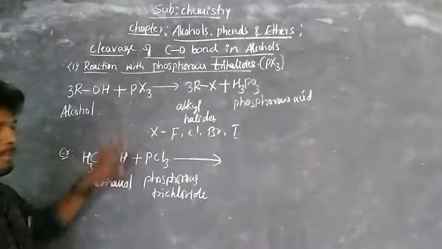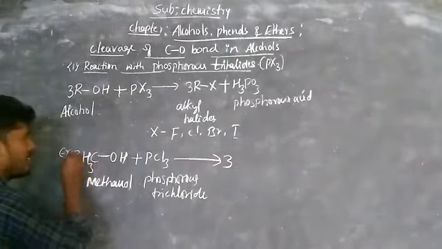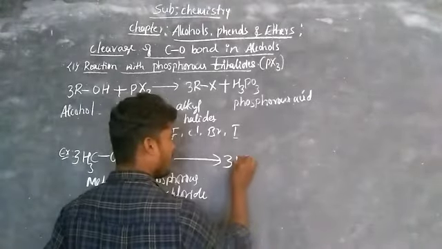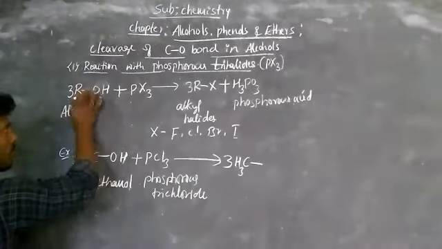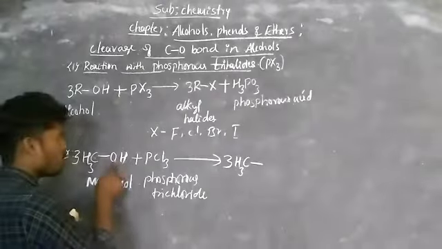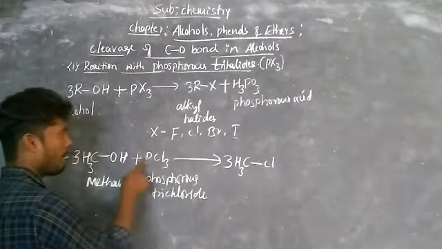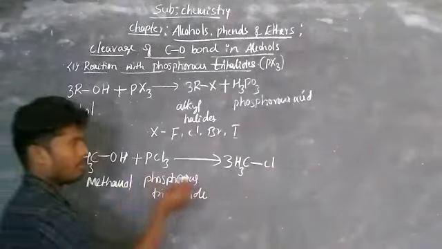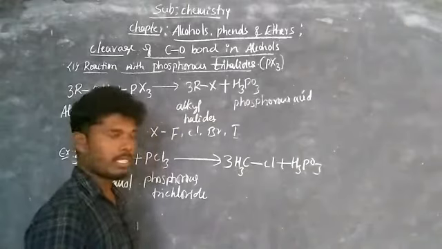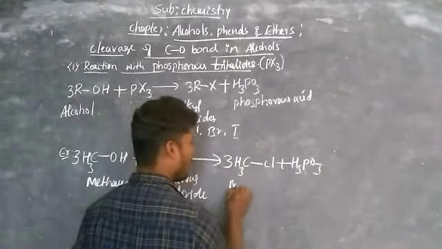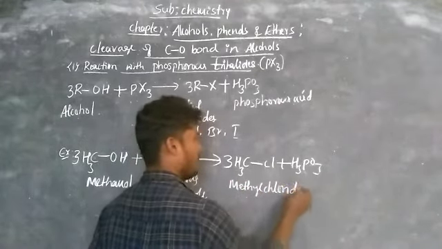Similarly, write the same as it is. In place of R, CH3, so 3 equivalents of CH3-OH. See here, the C-O bond is cleaved, that is the R-O bond. Now in place of OH, Cl is added, that is 3 CH3-Cl. Then P with 3 oxygens and 3 hydrogens becomes H3PO3. H3PO3 is nothing but phosphorous acid, and CH3Cl is methyl chloride or chloromethane. So you get it like this.